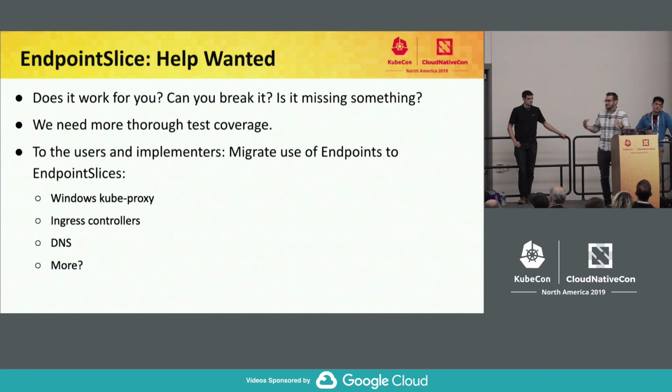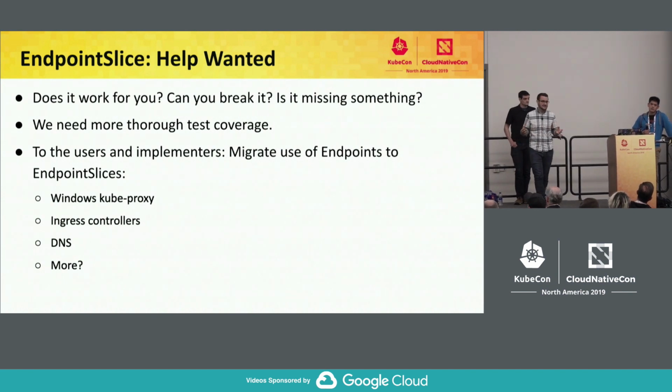So, there's lots you can do to help us with endpoint slices. First off, does it work for you? Can you break it? Are we missing something? We want to get this out there. There are some great improvements along with it, but to really get this enabled by default, we need more people using it. So, please test it out. And speaking of testing, if you have ideas for how we could test this better and make it more thorough, we're definitely interested in better tests for endpoint slices.